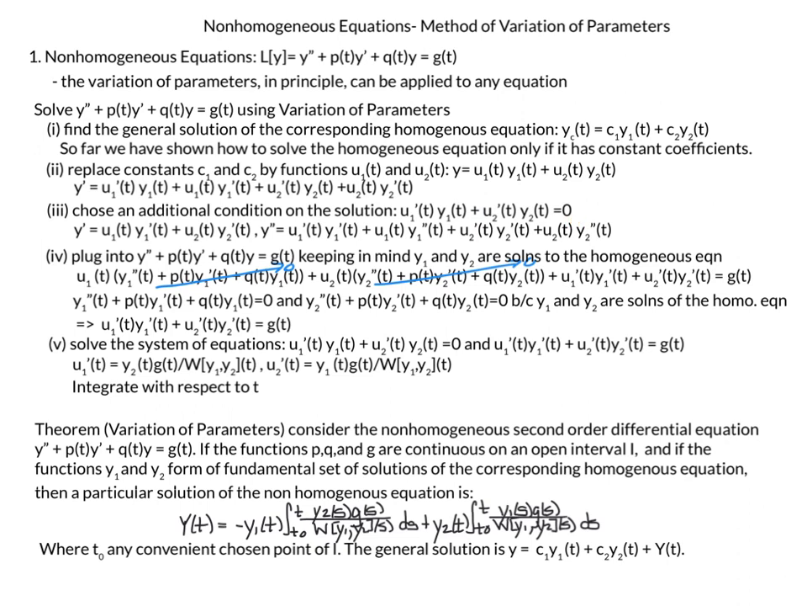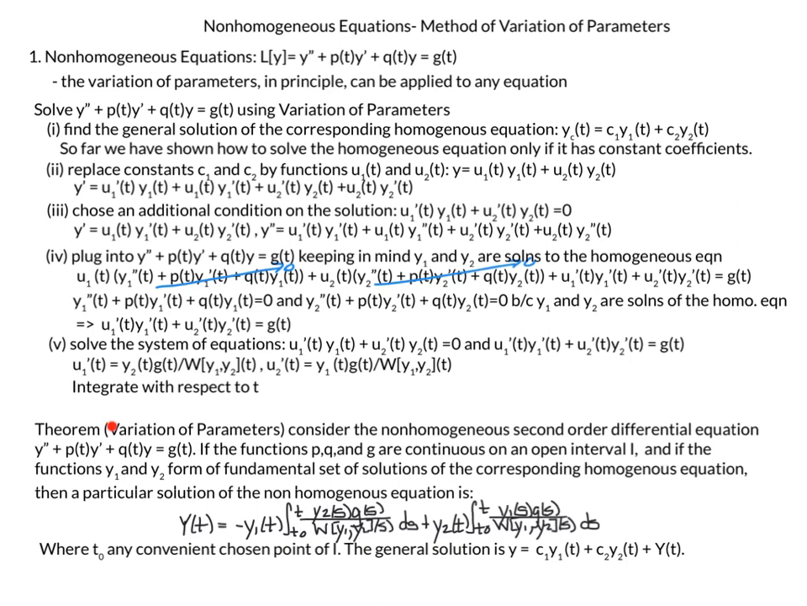So we have two equations and two unknowns, the two unknowns being u1 and u2. So we can solve that system of equations, and what we will get is u1 prime equal to negative y2 times g of t all over the Wronskian of y1, y2. And u2 prime will be equal to y1 times g of t all over the Wronskian of y1, y2. So now we have two equations for u1 prime and u2 prime, so we can integrate with respect to t to get u1 and u2.